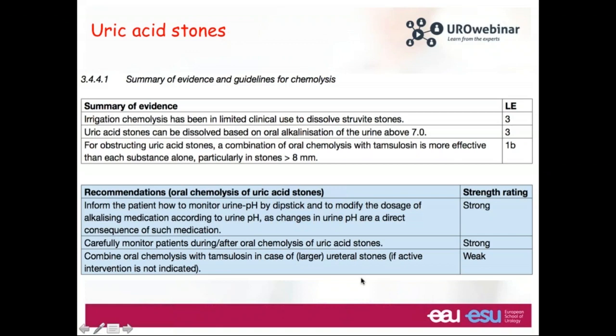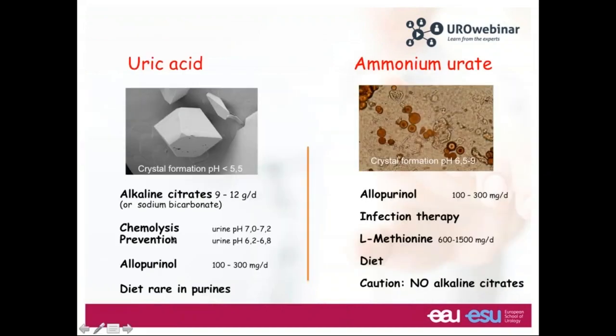So for uric acid, to summarize, you need to remember the alkaline citrate, different doses for chemolysis and prevention, and the allopurinol. These are the two drugs that you have to remember. And of course, diet, rare impurities. For ammonium urate, it is allopurinol, and you have to treat the infection. L-methionine really is very rare that we are using.